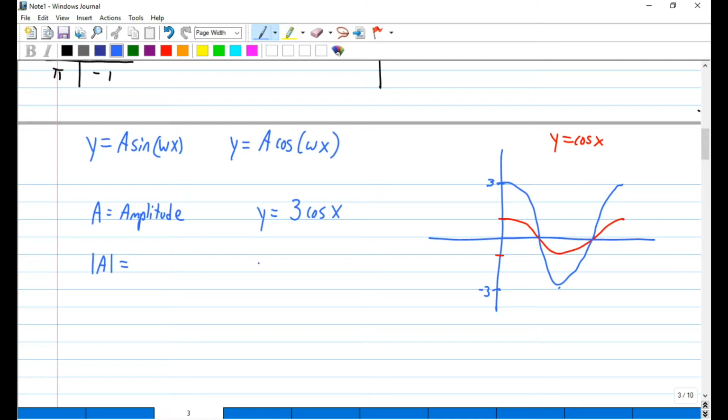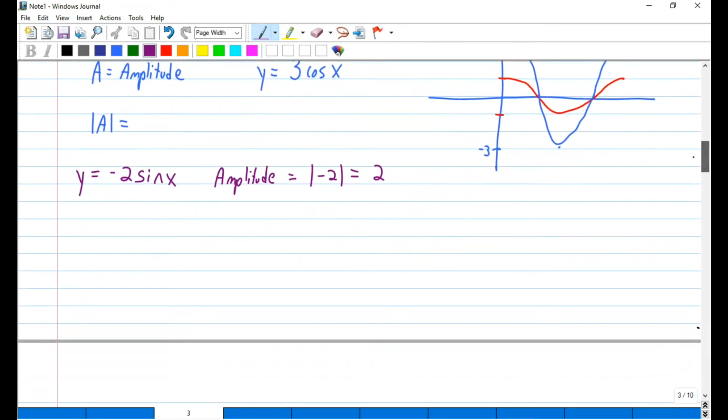Now, if for some reason, let's say we wanted to look at the graph of y equals -2 sine of x. Well, the amplitude here is equal to the absolute value of -2, which is 2. So that is going to change the high point and low point to 2. However, if you have a negative in front, that's going to flip the graph.